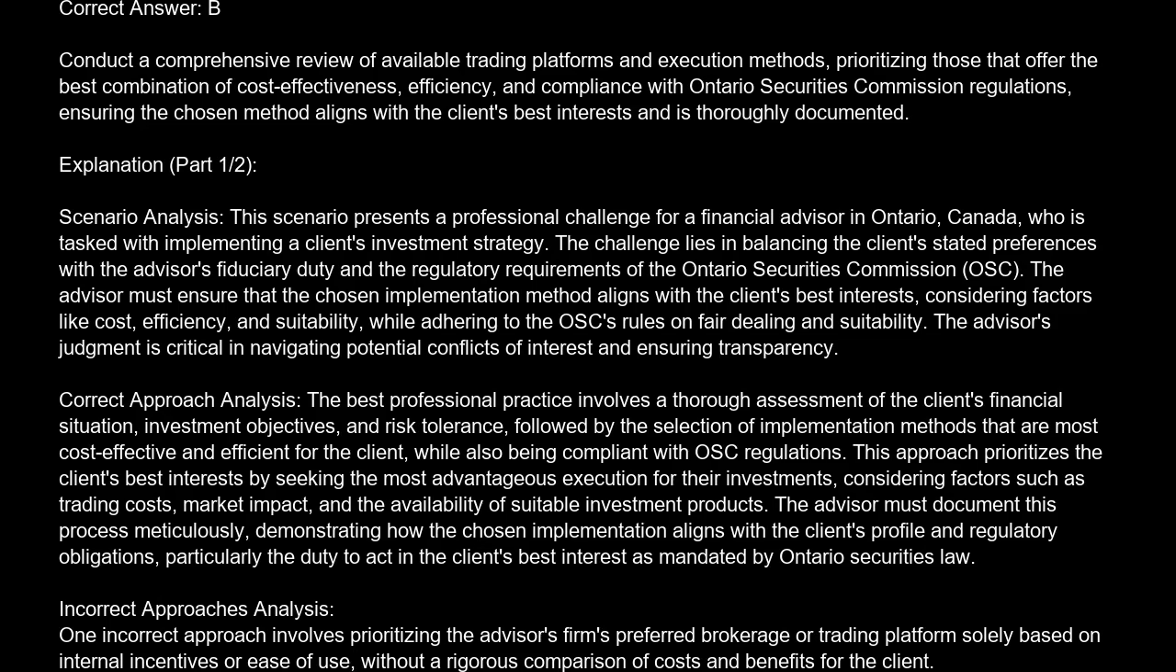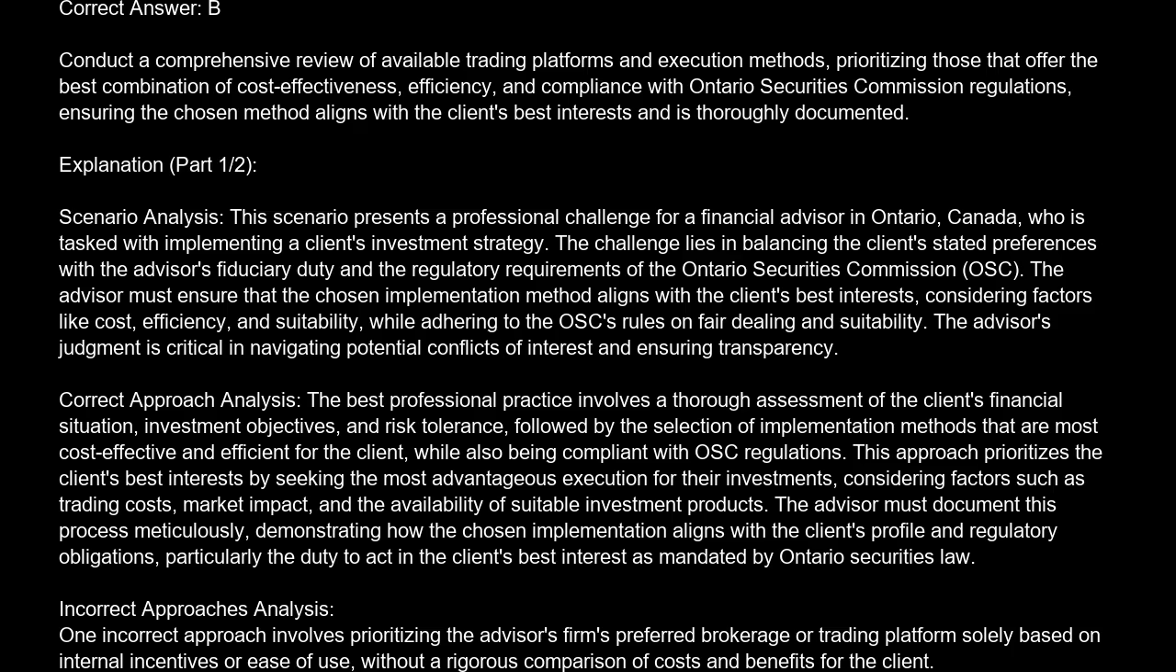The correct answer is B. Conduct a comprehensive review of available trading platforms and execution methods, prioritizing those that offer the best combination of cost-effectiveness, efficiency, and compliance with Ontario Securities Commission regulations, ensuring the chosen method aligns with the client's best interests and is thoroughly documented. Explanation. Scenario analysis.